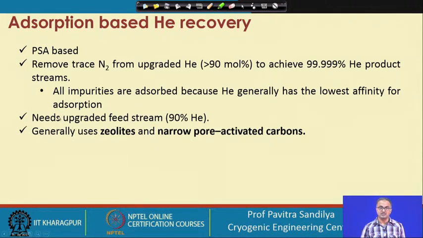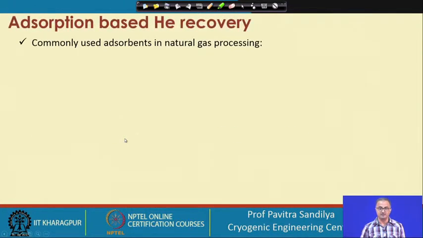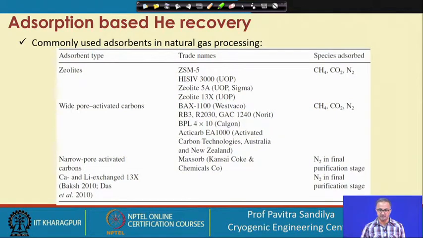This adsorption needs an upgraded feed stream, and it generally uses zeolites and narrow pore activated carbons. And in this particular table we show the various types of adsorbents used, their trade names, and the kind of species they adsorb. So we find that if we want to adsorb methane, carbon dioxide, nitrogen, we can use zeolite and narrow pore activated carbons. If we want to remove nitrogen, we can use this kind of adsorbents.